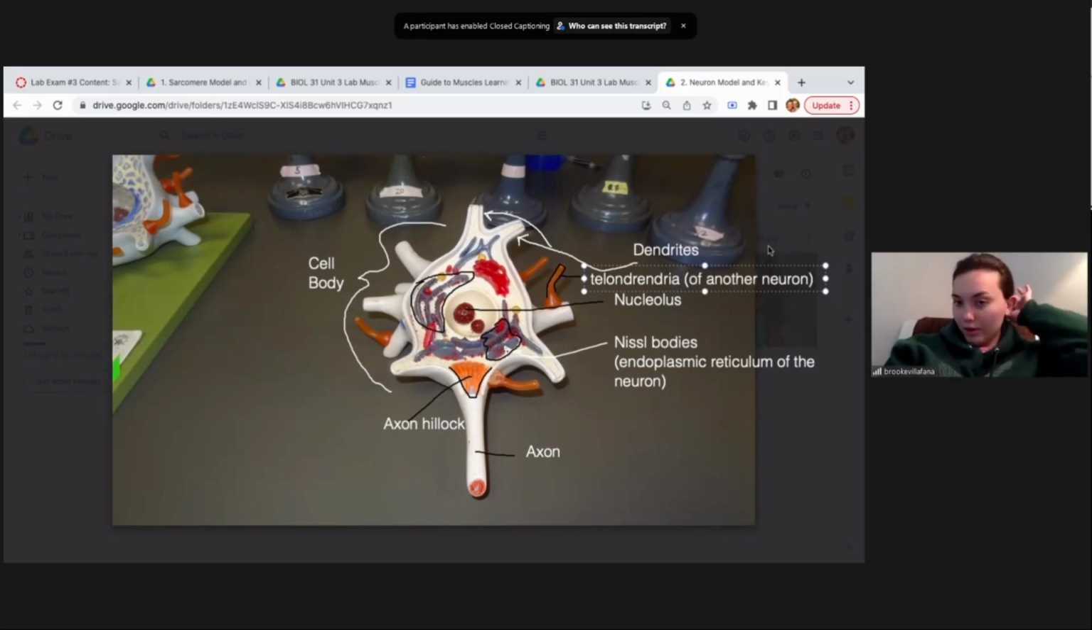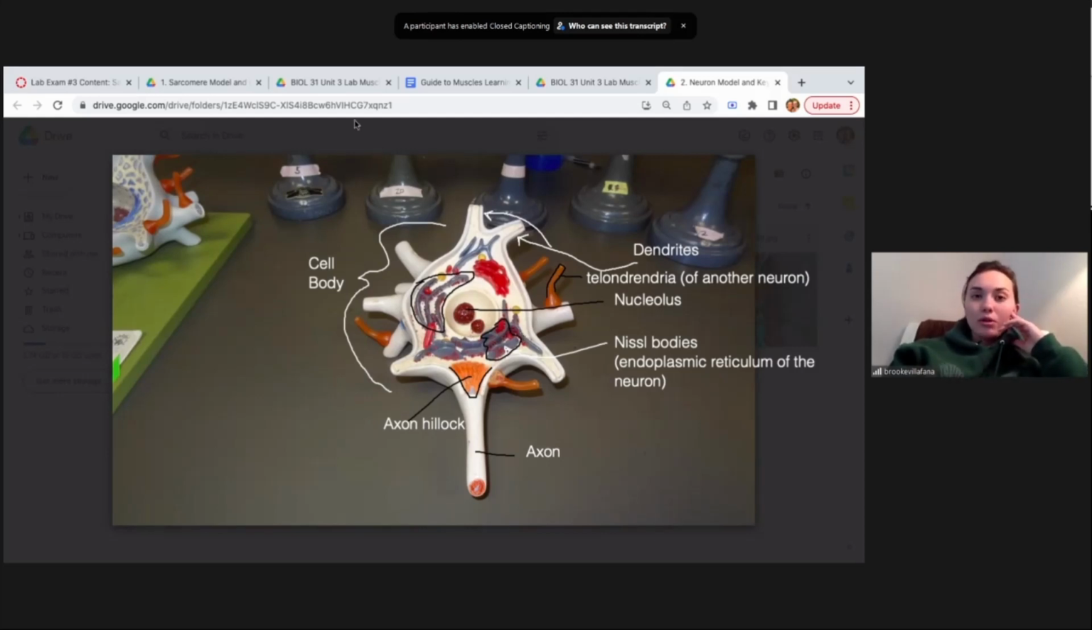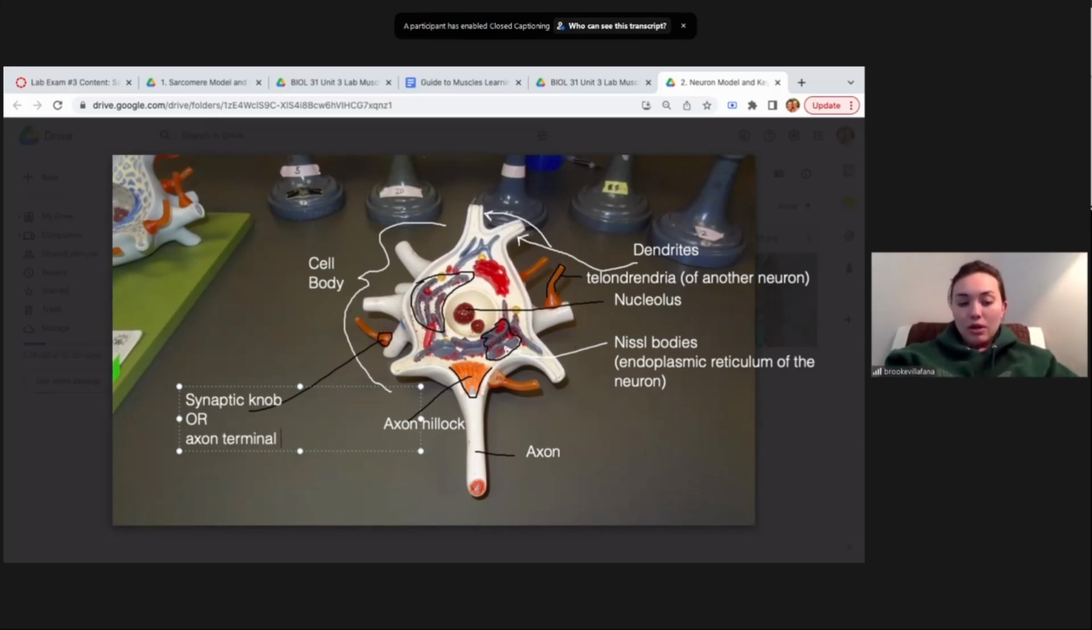I'm just writing that in parentheses because for the lab exam, you would not need to write "of another neuron." I'm just reminding you because sometimes students feel confused. Why are the telodendria at the top? They're at the top because they're actually coming from a different neuron, right? And then the bottom here, these little knobs, those are your synaptic knob, right? Also called your axon terminal. So you would want to know both of those names in case you saw that on a multiple choice.